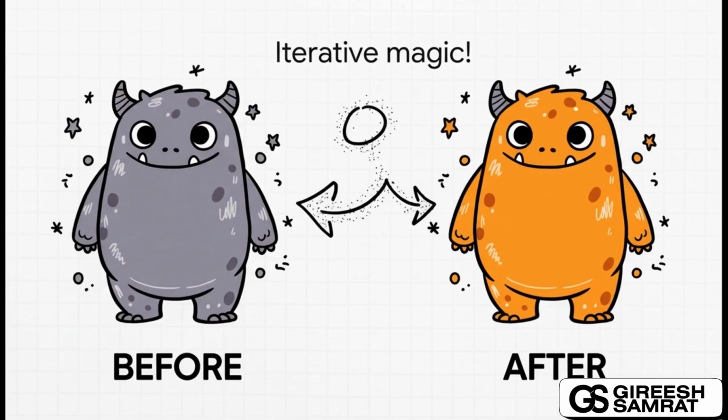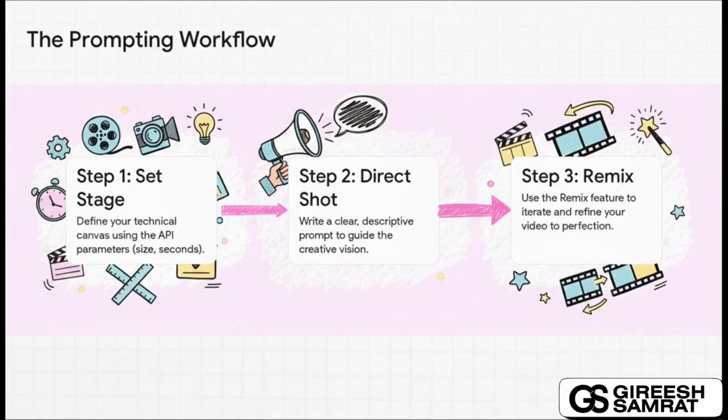This little loop, generate, see what you get, and then remix, this is where you can really polish your ideas to perfection. So let's just recap the whole workflow. It really boils down to 3 simple steps. Step 1, set your stage. Get those technical API settings right. Step 2, direct your shot. Write that awesome prompt, whether it's simple or super detailed. And step 3, remix to perfection. Iterate, tweak, and polish until you've got exactly what you want.